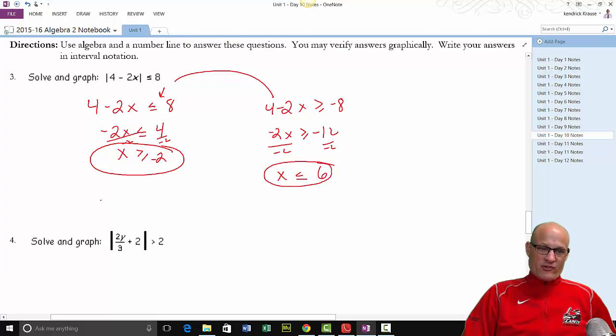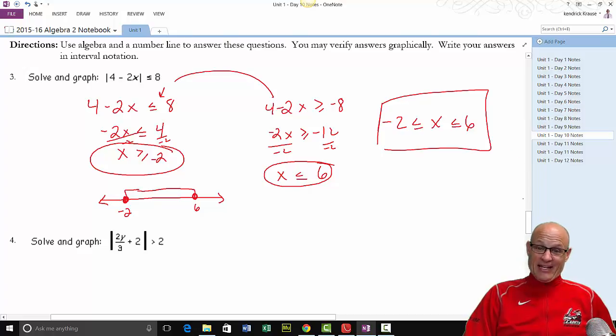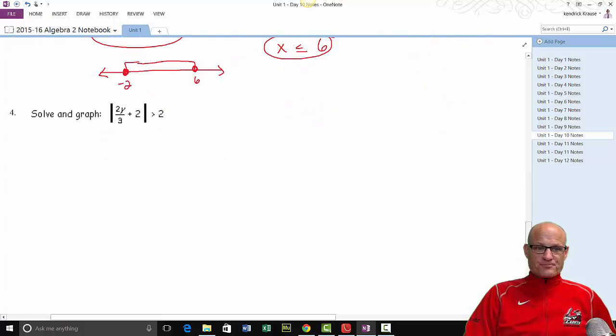Now, I don't know if this is an and situation or an or situation. So here's negative 2, it says greater than or equal to, going that way. Here's 6, less than or equal to, connect the dots. So my final answer would be negative 2 less than or equal to x less than or equal to 6, because it's a connect the dots situation, not arrows going off in either direction.